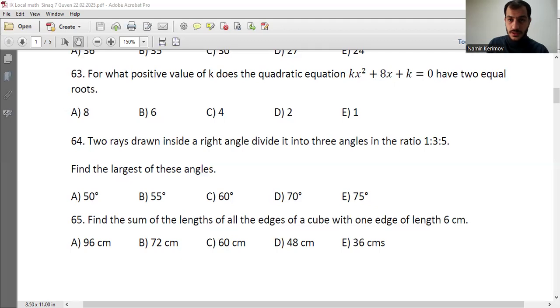64 equals 4k squared. Then we can divide both sides by 4. 16 equals k squared. So k is positive or negative 4. So C is the answer. We need the positive value of k.